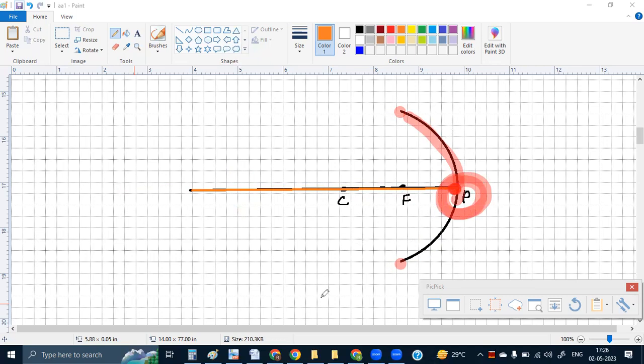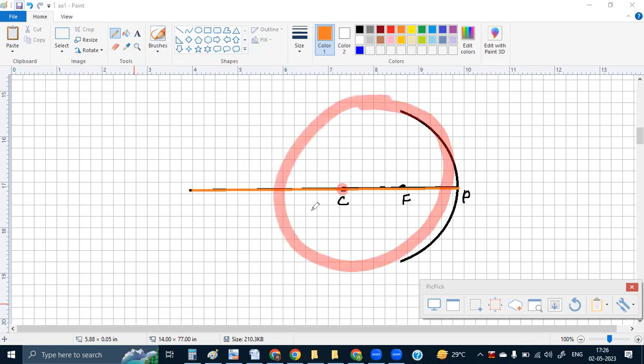Then the next definition is center of curvature. I marked it as C. This is the center from which the whole circle is supposed to be drawn. The circle which is being drawn, its center point is known as the center of curvature. The midpoint of the line CP is marked as point F. This is known as the focus of the mirror.